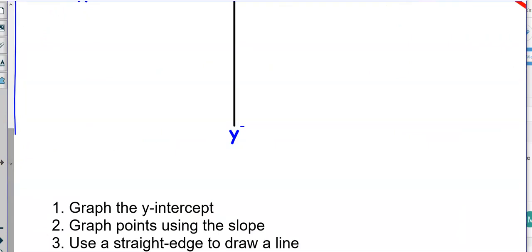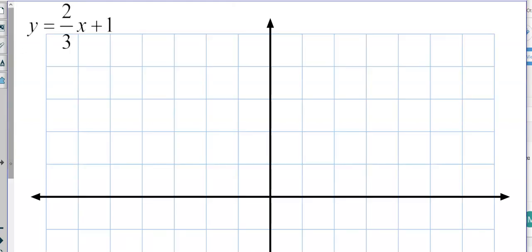Graph the y-intercept. This is the basic method. I always start with that. Graph points using the slope, and then I don't even use a straight edge. If you have enough slope points, you'll be fine.